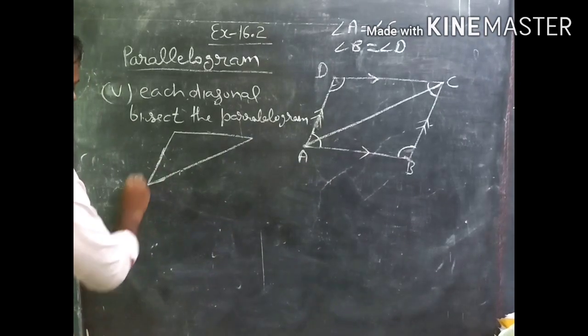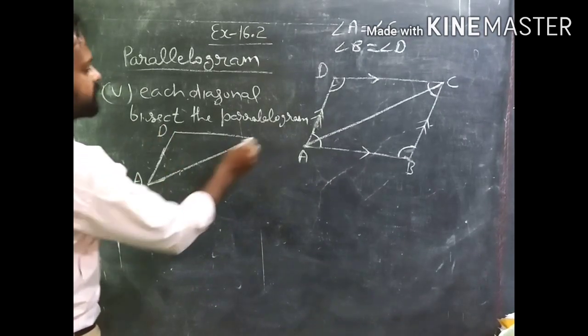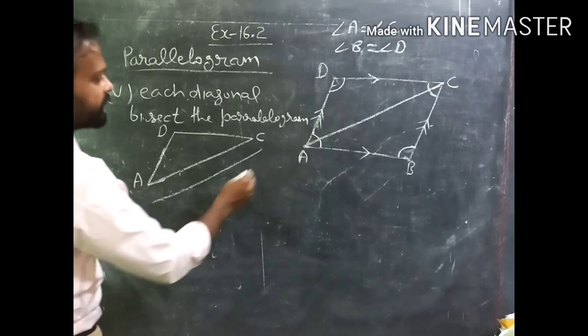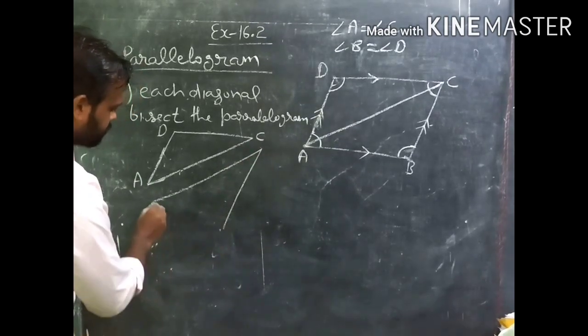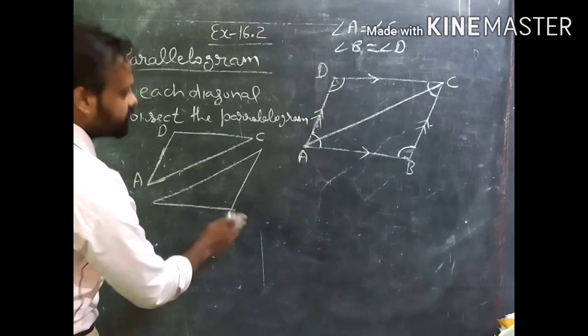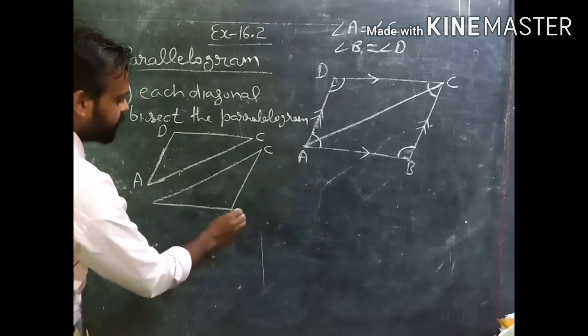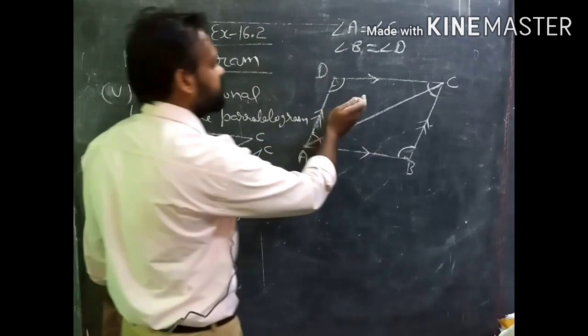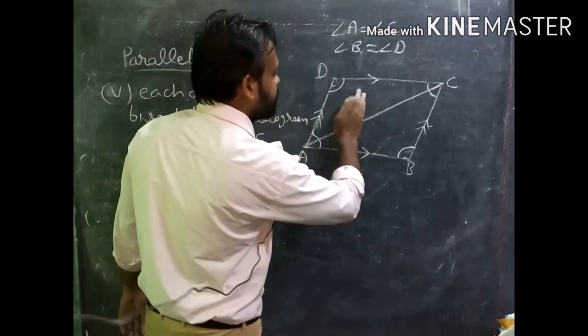You can see this A, this D and this C, and of course if I write down its lower part like this, it will look like this. So this is C, of course this B and this A. In this way, this diagonal is dividing this parallelogram into two parts.